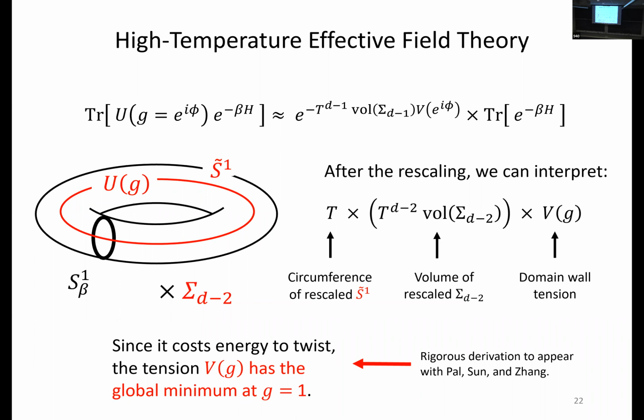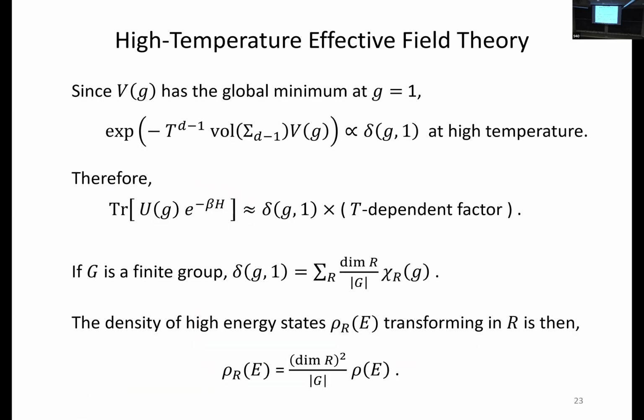Well, in my paper with Monica and Jaiha, we presented this as an assumption. We are now actually working with Shurdeep Pal and a collaborator in San Diego to give a more rigorous derivation, and that will appear, I hope, shortly. And so assuming this, we can make the following statement: this thermal partition function twisted by group element G is given by the exponential of temperature to the d-1 times the tension of the domain wall. And since the domain wall tension has a global minimum at G equals 1, as temperature goes to large, it should be proportional to the delta function. It should enforce that the group element has to be equal to 1.